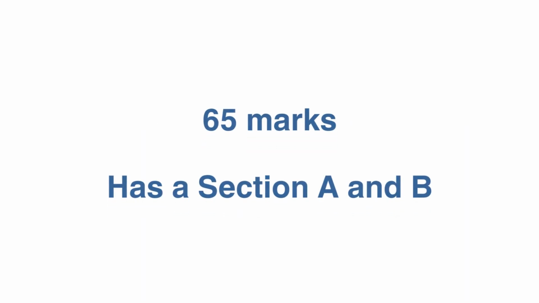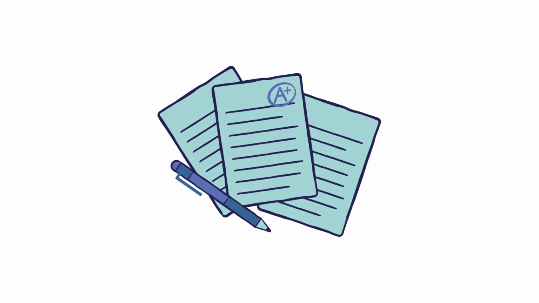Next, we have Paper 2, worth 50% of your grade. It has 65 marks and has a Section A and B. Section A only has short questions and is worth 25 marks. Section B is where you have to answer 2 out of 4 essay questions that have different parts, each worth 20 marks.